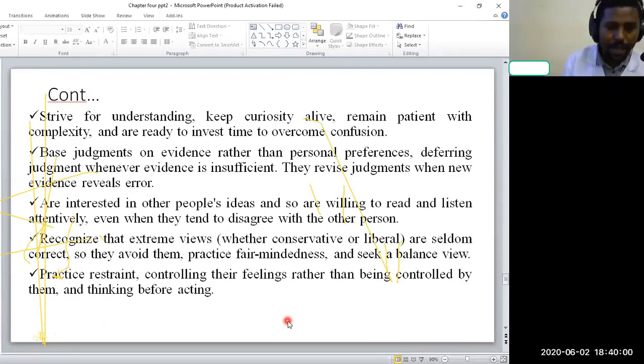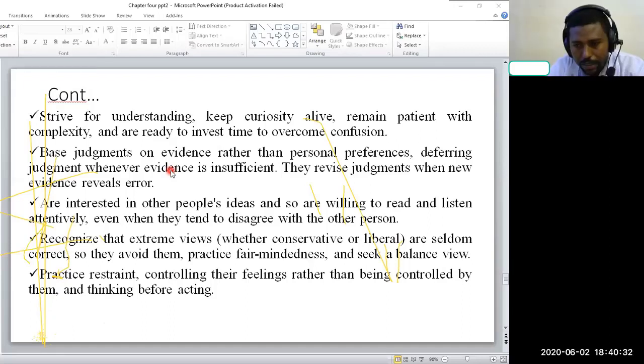They recognize that extreme views, outlier views, whether very conservative or very liberal, seldom correct us, so they avoid them, practice fair-mindedness and seek a balanced view. Even if a view might be very conservative or liberal, it may be a healthful view.